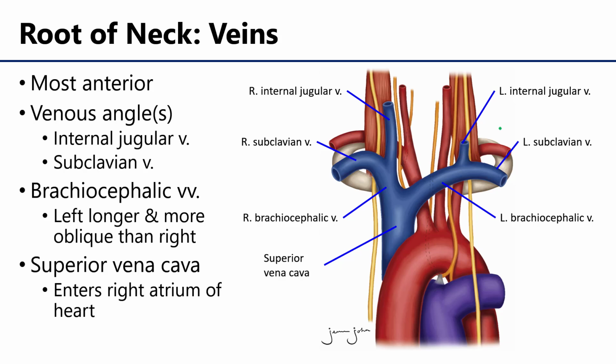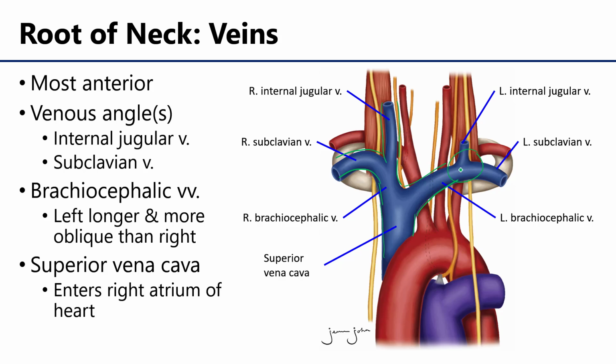And let's start with the veins, because through the process of learning through dissection, these are going to be some of the most anterior elements of the root of the neck and the ones that we're going to encounter first. So recall that the veins have a pretty distinct pattern. We've got internal jugular veins coming together with subclavian veins to form venous angles. Those venous angles are really the beginning of the brachiocephalic veins, which drain into the superior vena cava, which conduct blood to the right atrium of the heart.